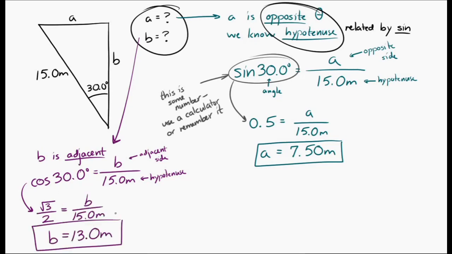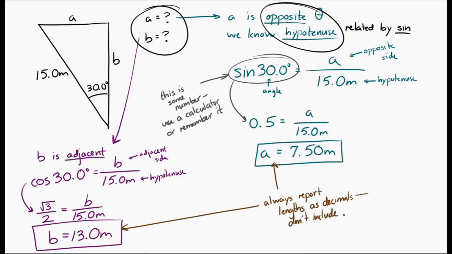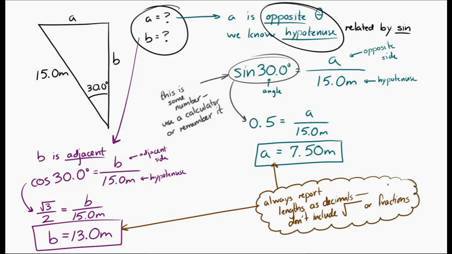And I also want to point out, when you're solving these things, in this class, always report these lengths as a decimal. Don't include radicals or fractions in your answer. Always report it as a decimal. 7.5, not 15 over 2. Okay. We'll do one more example.